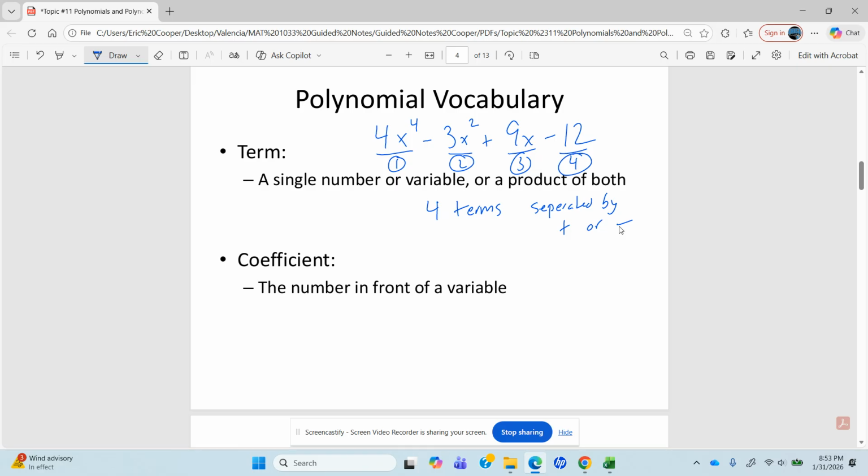Terms can be made up of just numbers, they can be just variables, or they can be a combination of both, as you see here. The coefficients are the numbers that are in front. So in the polynomial above, 4, negative 3, 9, and negative 12 are all the coefficients of my polynomial.